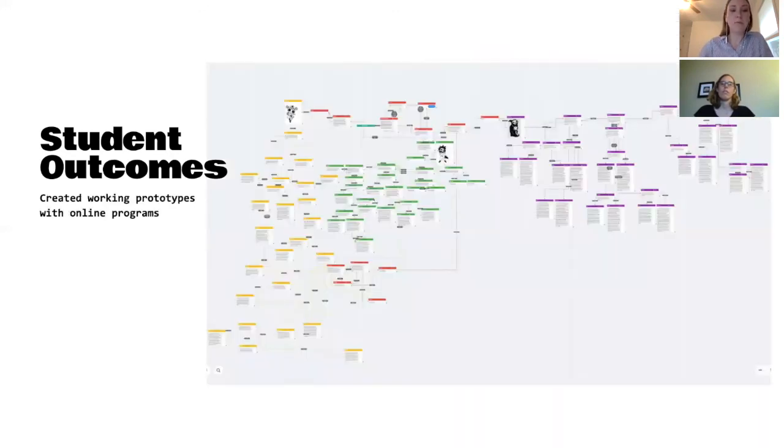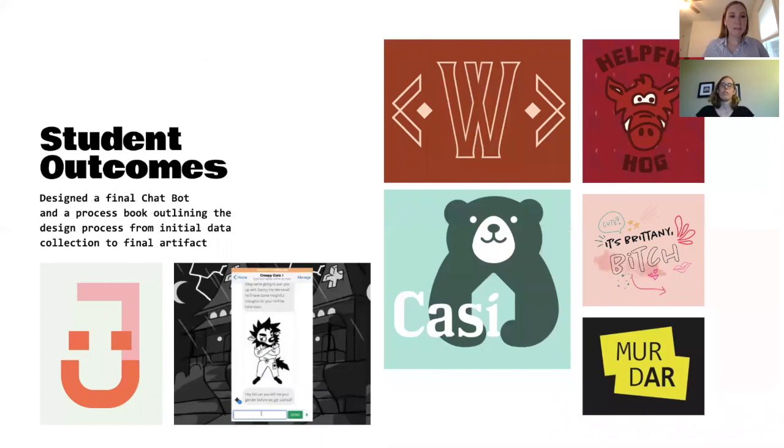Students then used online programs such as ChatFuel, BotMock, or Bot Society to prototype their chatbots. They began by using principles of information architecture to design conversational flows that could be input into the software to create an actual working prototype. These prototypes were then tested by their peers, all based on their initial data collection. Here are some examples of some of the student outcomes.